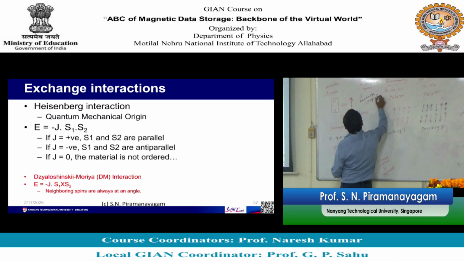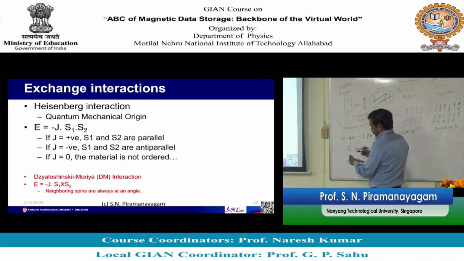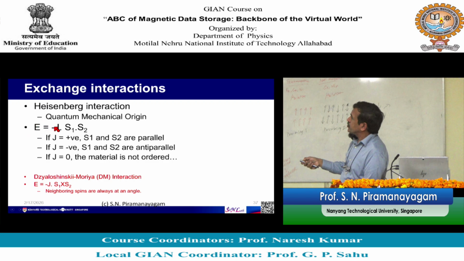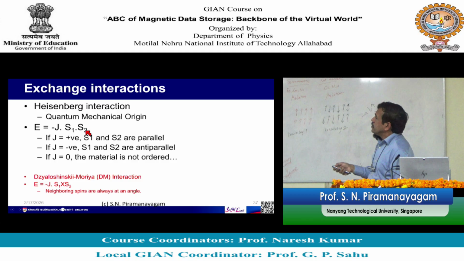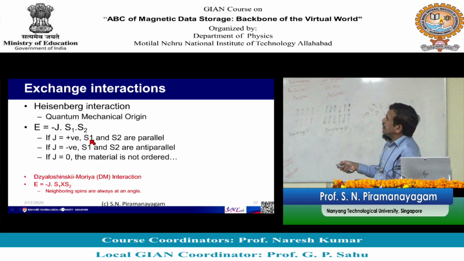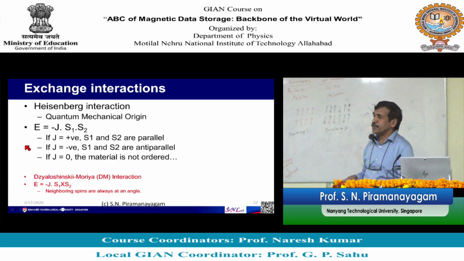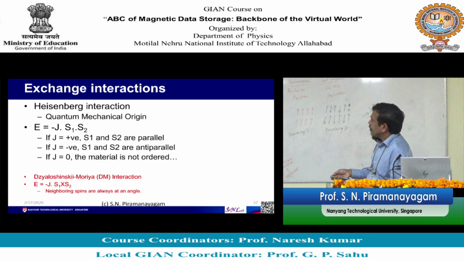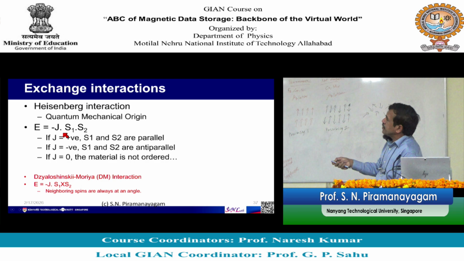So, all these are coming from quantum mechanics. The energy is given by minus J S1 dot S2. So, this is a dot product between these two spins. Now imagine if J is positive, then when S1 and S2 are parallel, the energy will be the lowest. You all know that the energy of physical systems will be at the lowest, right. So, if J is positive, the lowest energy is obtained when S1 and S2 are parallel.